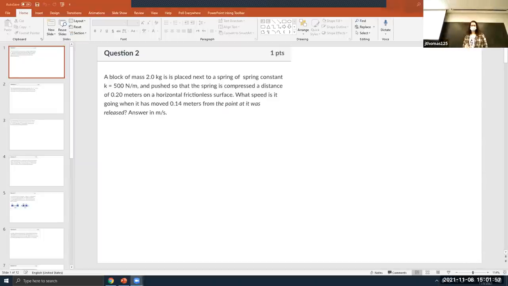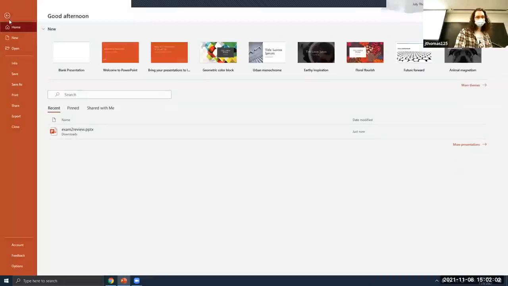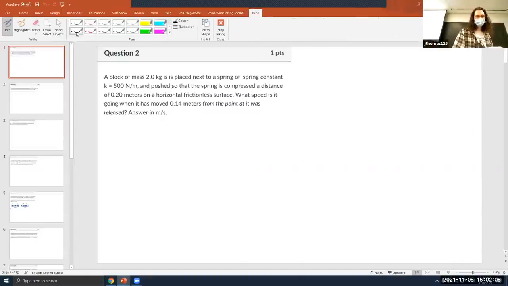So starting off with a block on a spring problem. And so we're given the mass of the block, we're given the spring constant, and the initial compression distance of the spring. So that'll be your x initial. And we want to know the speed, which tells us what we're going to look for, once it has moved this certain distance from its initial point. So this is going to give us x final, although it's not explicitly x final yet.